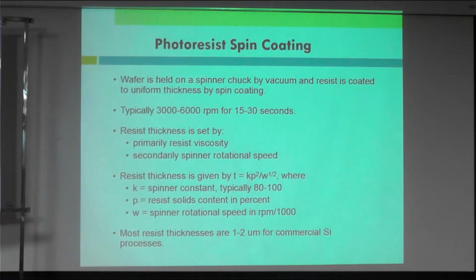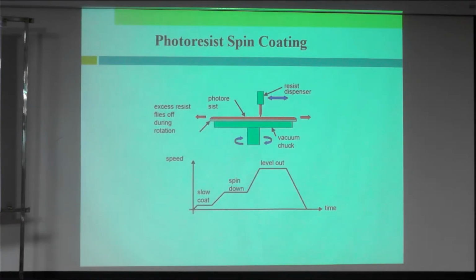So for the spin coating, the wafer is held on a spinner chuck by vacuum, and resist is coated to uniform thickness by a spin coating machine. So basically, a spin coating, I think I have a figure. Okay, this is a spin coating layout basically. So you have a chuck here, which is a vacuum chuck normally. The vacuum chuck will hold this wafer on top of this chuck.